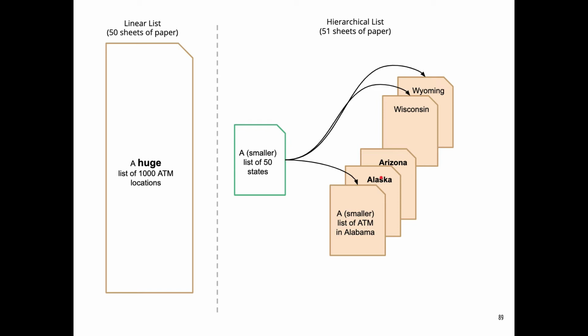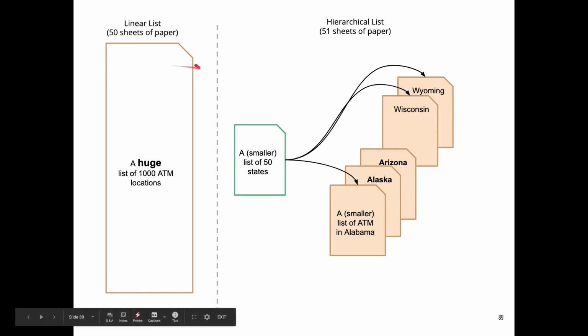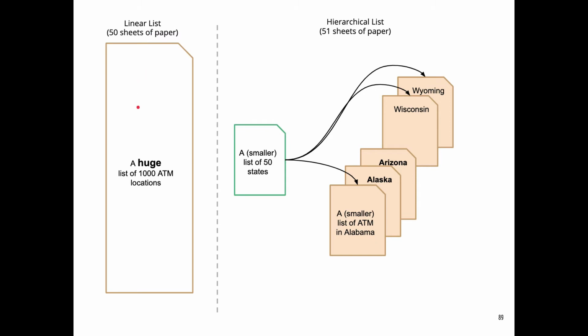So if you compare the 2 approaches, using a linear list, let's say the total number of pages to print the ATM locations requires 50 pages of paper. So using a linear list, you will need only 50 pages of paper. But with hierarchical lists, because we have to keep the top level table of contents, that means we need a sheet of paper to print the top level table of contents.